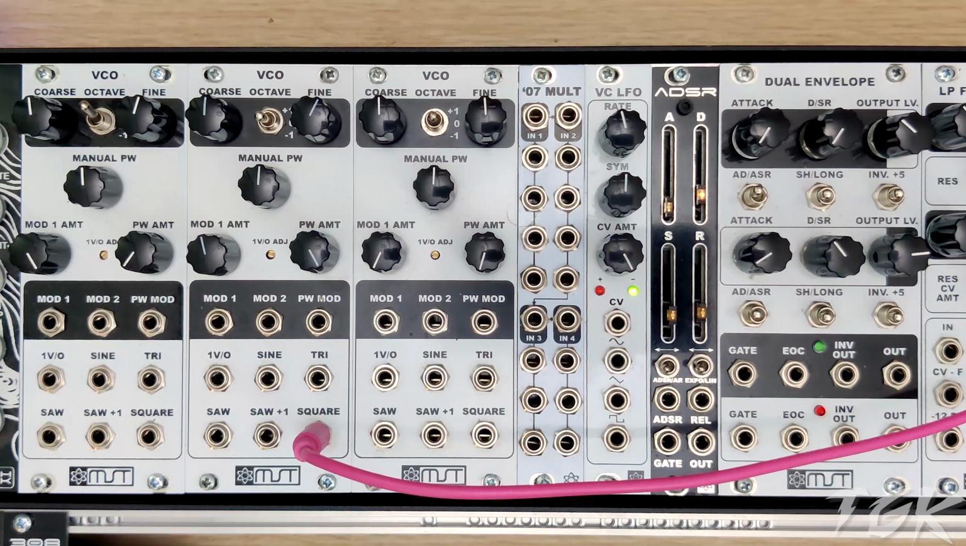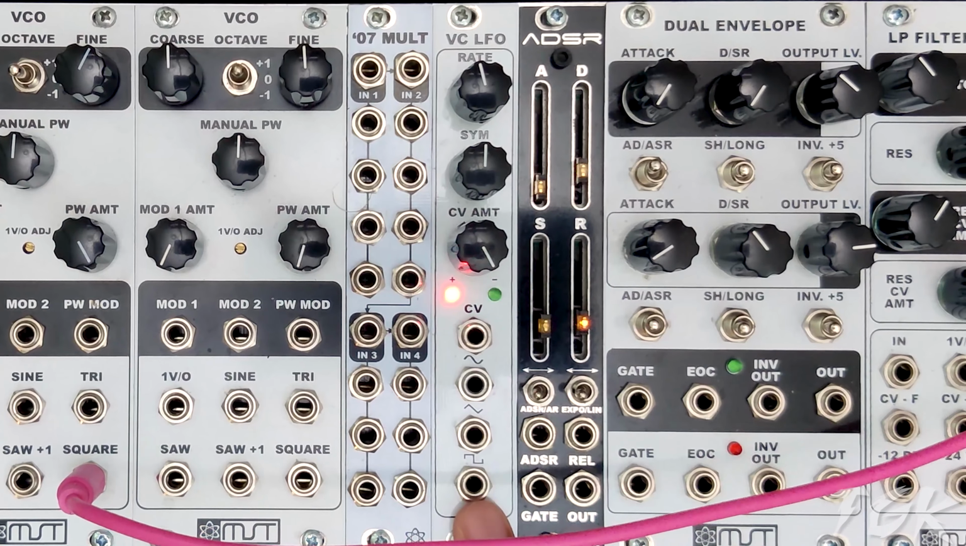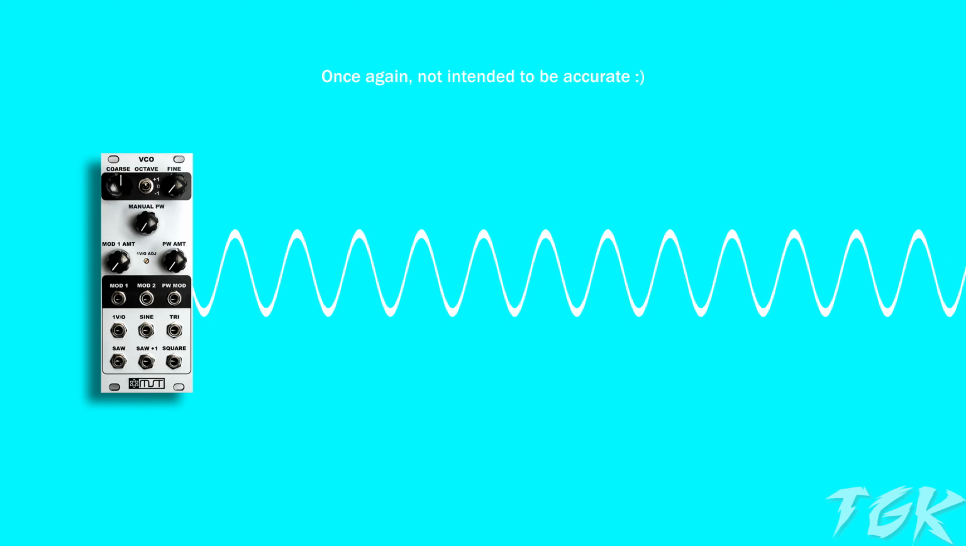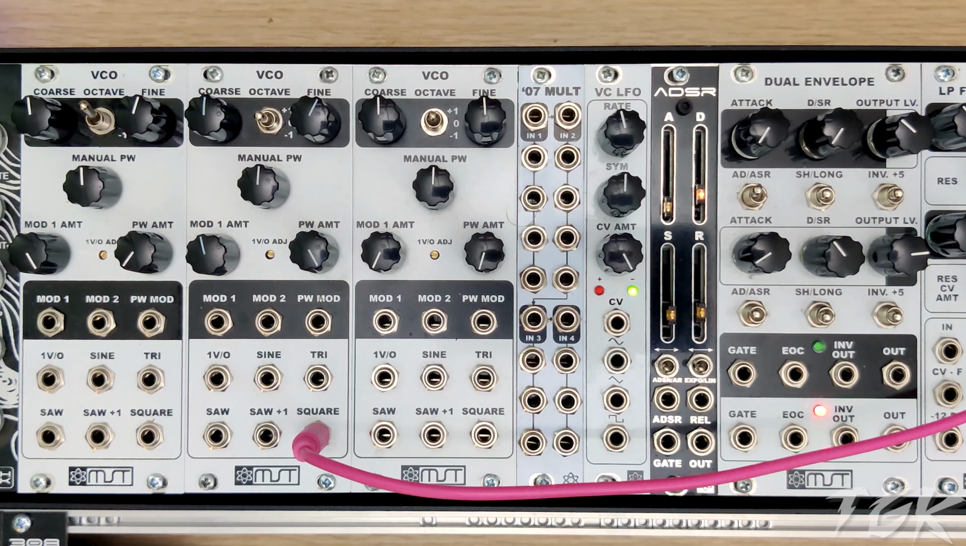To put this into perspective, let's talk about another module, the LFO. LFO stands for Low Frequency Oscillator. Basically, it's an oscillator, but it produces sound at a very low pitch. These low frequency sounds can be used to modulate certain parameters.